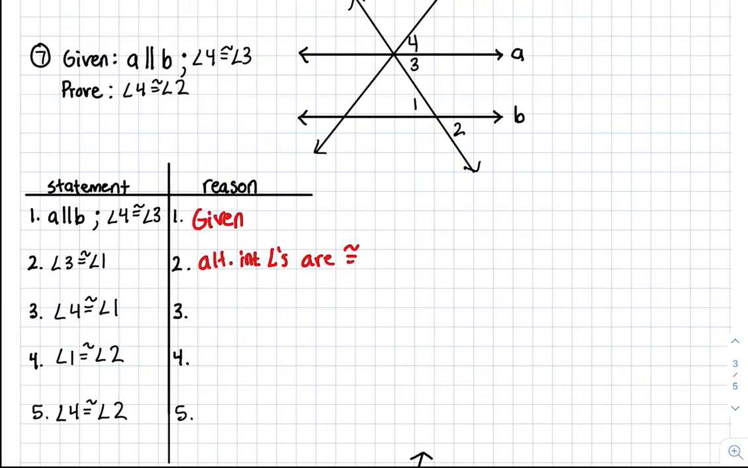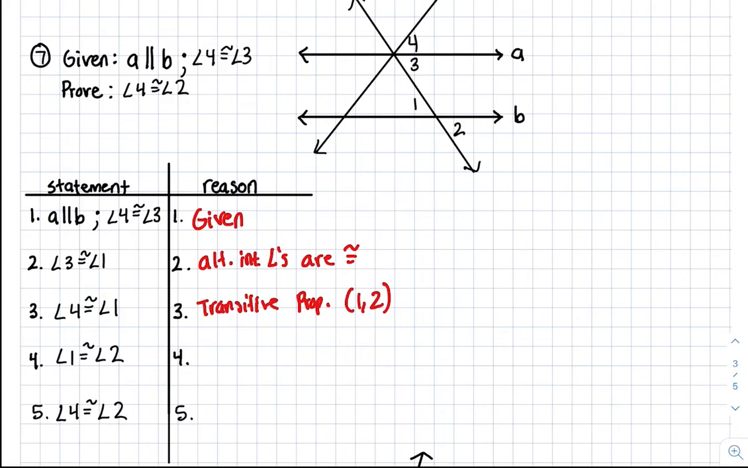Now it says angle 4 is congruent to angle 1. Well, in the first statement we had angle 4 is congruent to 3, and in the second statement we had angle 3 is congruent to 1. So, if angle 4 is congruent to angle 3 and angle 3 is congruent to angle 1, then that means angle 4 must be congruent to angle 1 by the transitive property. And we use lines 1 and 2.